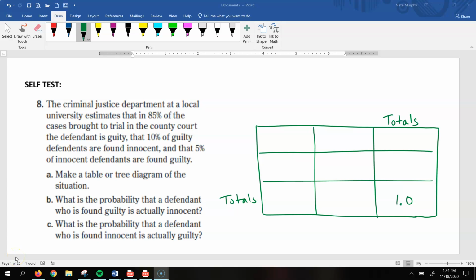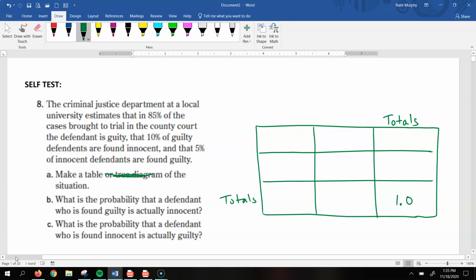All right, so let's look at number 8. This is from the self-test. For this problem, about 71% of you responded to this one, so this is the one that most people had a question on. This is one of those where we're going to set up a table. Where it says tree diagram, we're not going to do that. But let's read the instructions here.